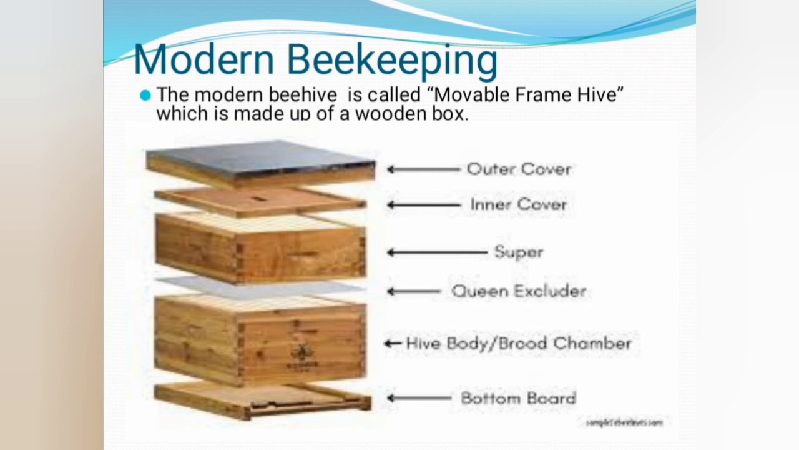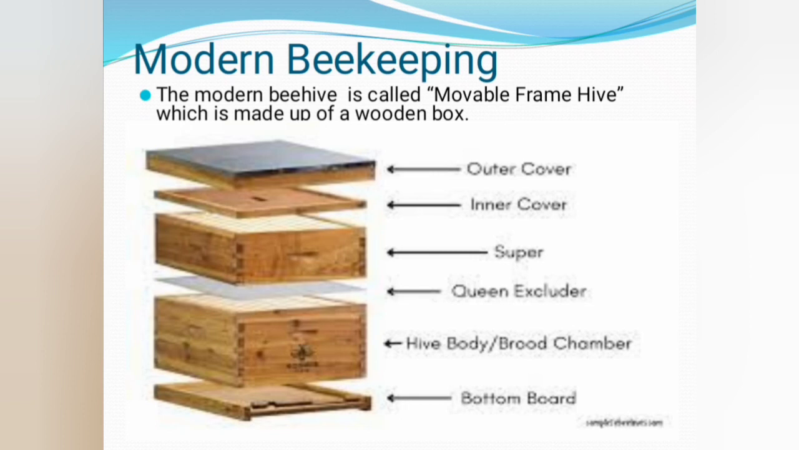A rabbet is cut in the front and back walls of the brood chamber. The brood frames rest on the rabbet walls, and the brood is developed by the honeybees, the worker bees, inside the brood chamber.